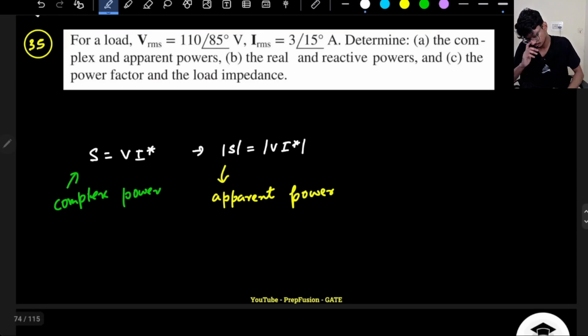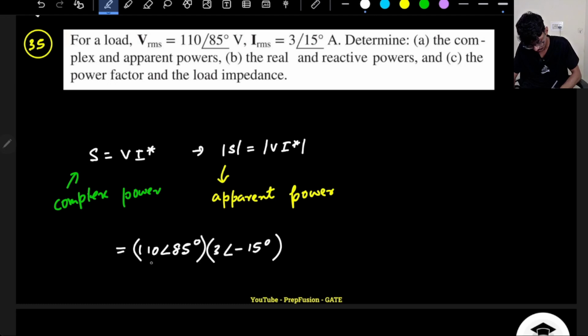So this is my apparent power. Okay, so now let's do it one by one. Let's first solve for the complex power. So complex power will be what? This is V I conjugate. So V is 110 angle 85. What is I conjugate? I will be 3. Magnitude will not change, but the angle will become negative basically. 3 angle minus 15. So this will be 330 angle 60 degrees. Okay, this is my complex power basically, in volt ampere.